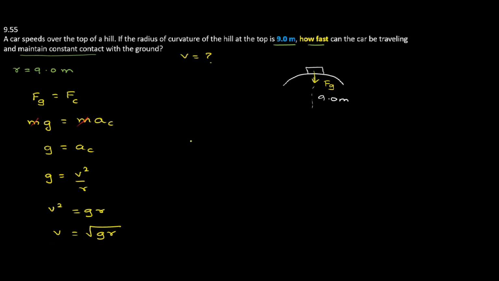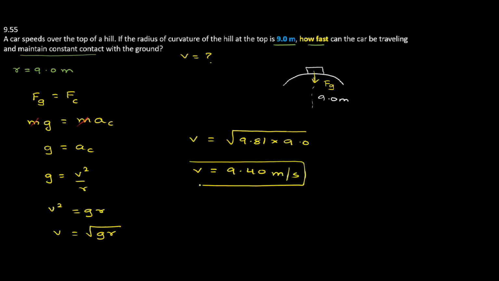So let's calculate the value of v. v will be equal to the square root of g, which is 9.81, and the radius r is 9 meter. And when you solve this, you get the value of v as 9.40 meter per second. So this is how fast that car can go on the top of the hill while maintaining constant contact with the ground.